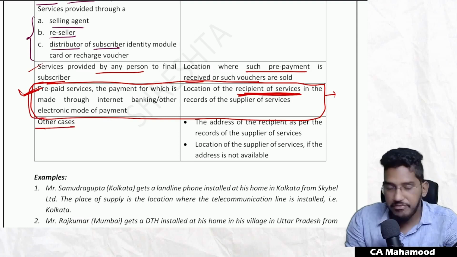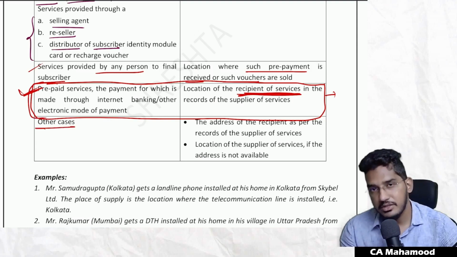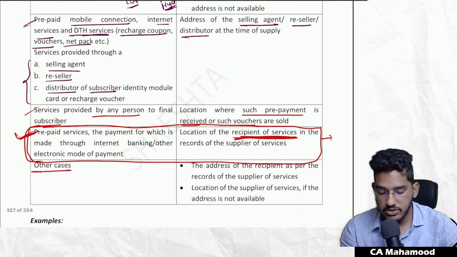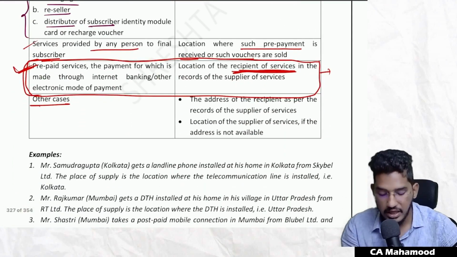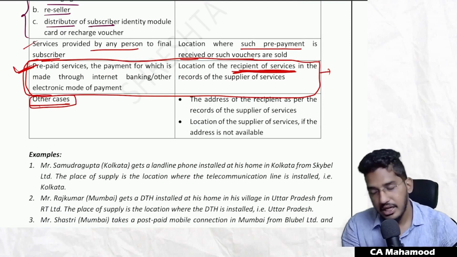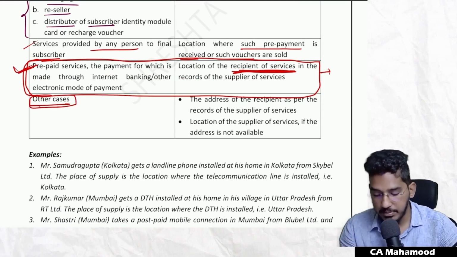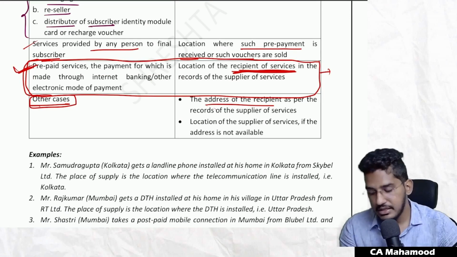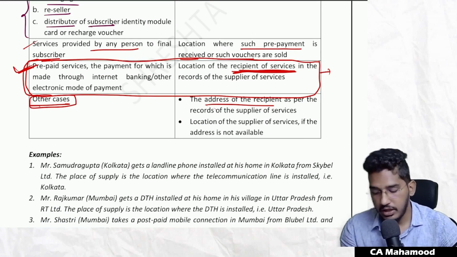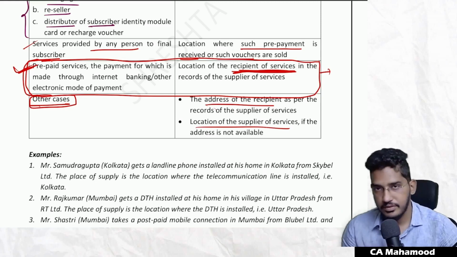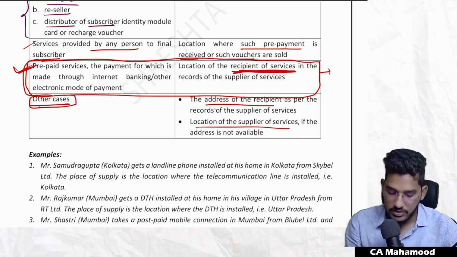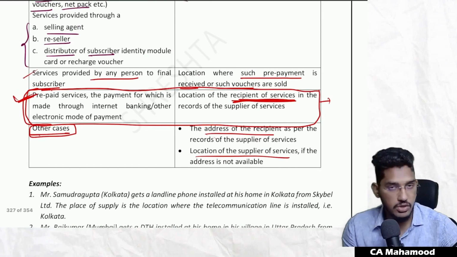Sir, apart from that, if any other cases of telecommunication services are there, if any telecommunication service is not falling under any of the above categories, that will fall under the others category. In all other cases, how to determine place of supply? Address of the recipient as per supplier's records. In case the details are not available in the supplier's records, then the location of the supplier of services. Able to understand everybody? So this is what 12 subsection 11 is talking about.